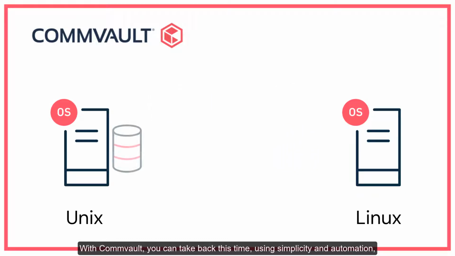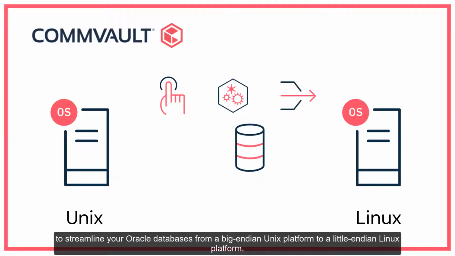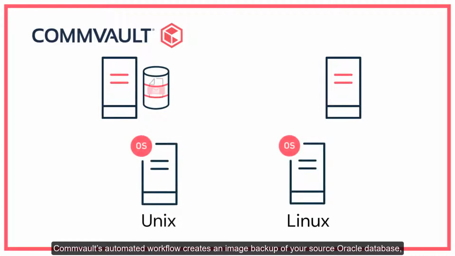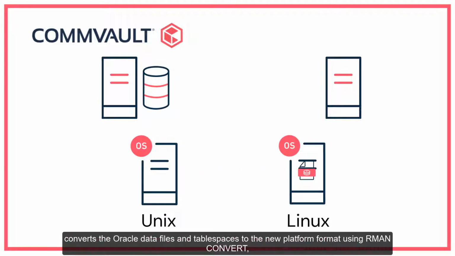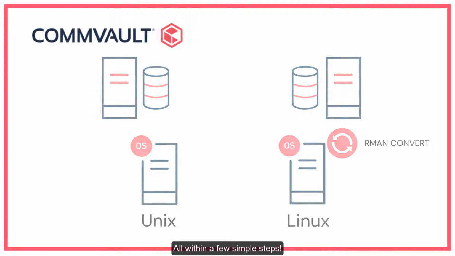With Commvault, you can take back this time, using simplicity and automation to streamline your Oracle databases from a big-endian Unix platform to a little-endian Linux platform. Commvault's automated workflow creates an image backup of your source Oracle database, restores this data to your chosen destination server, converts the Oracle data files and tablespaces to the new platform format using RMAN convert, and then finally imports the database into the new instance, all within a few simple steps.